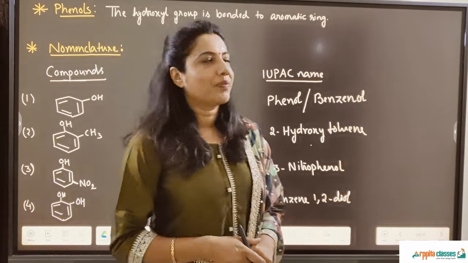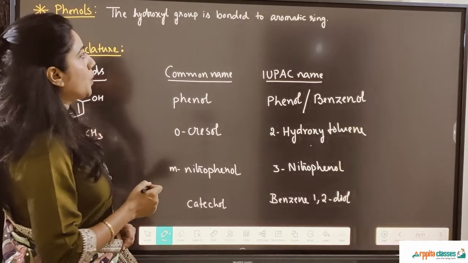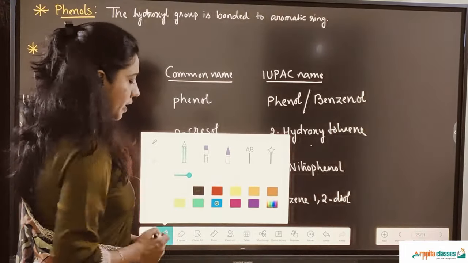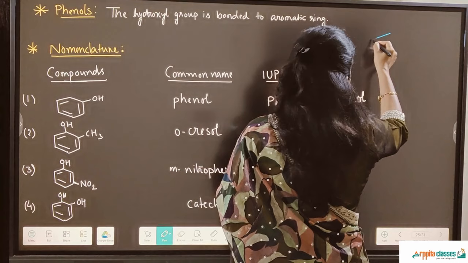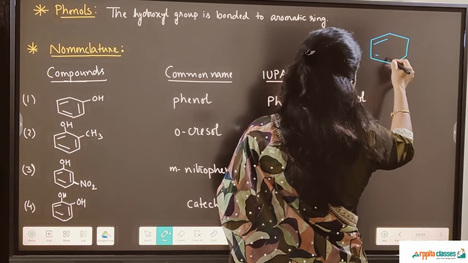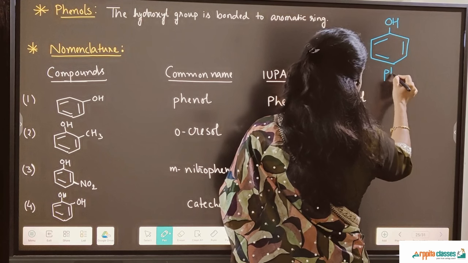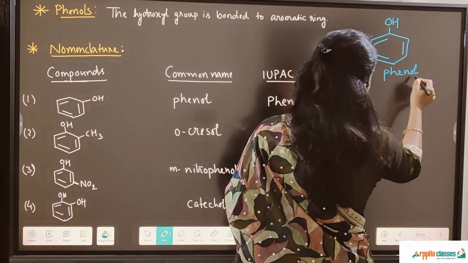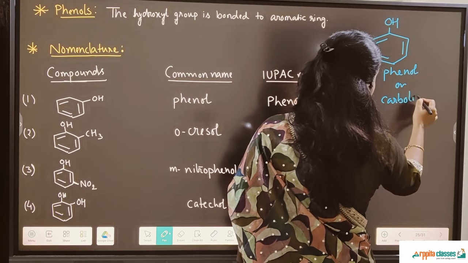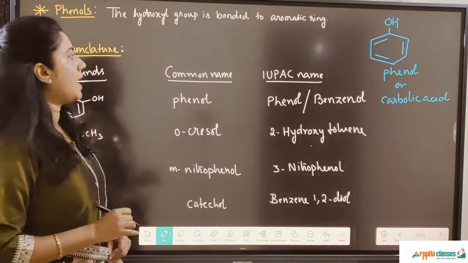Let's get started. In phenols, a hydroxyl group is bonded to an aromatic ring. Hydroxyl group bonded to aromatic ring means what? This is my benzene ring or aromatic ring and the OH group is bonded to this. This compound is called phenol, or the other name of phenol is carbolic acid.